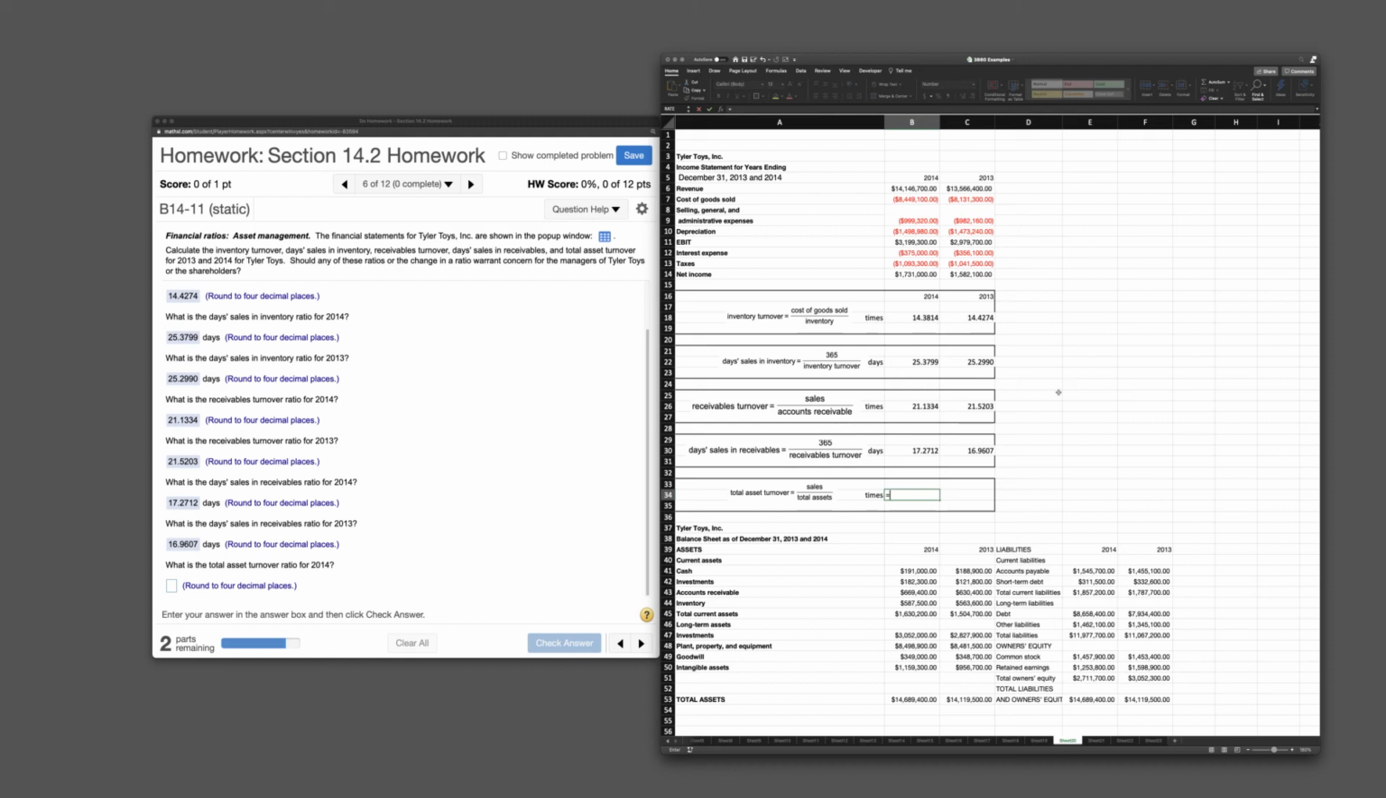So let's again take a look at our revenue, and we're going to divide by our total assets. Okay, so this almost looks like it's close to 1, which again is good. It's very high, right? So let's punch those in.